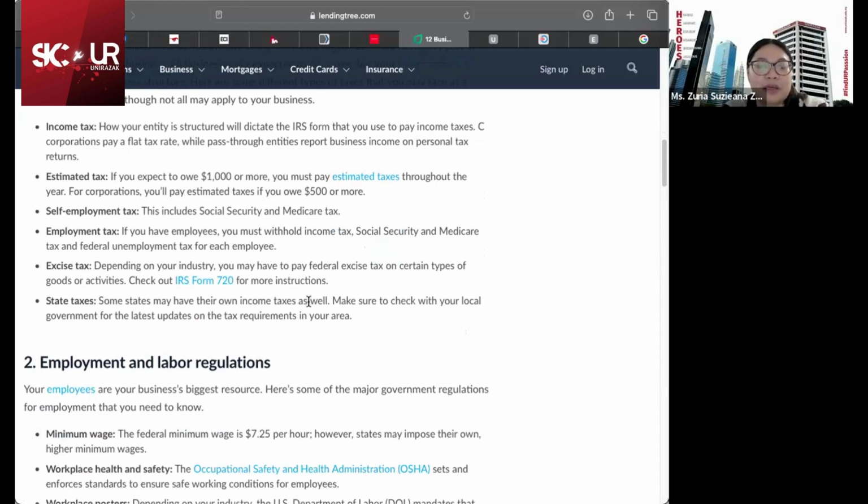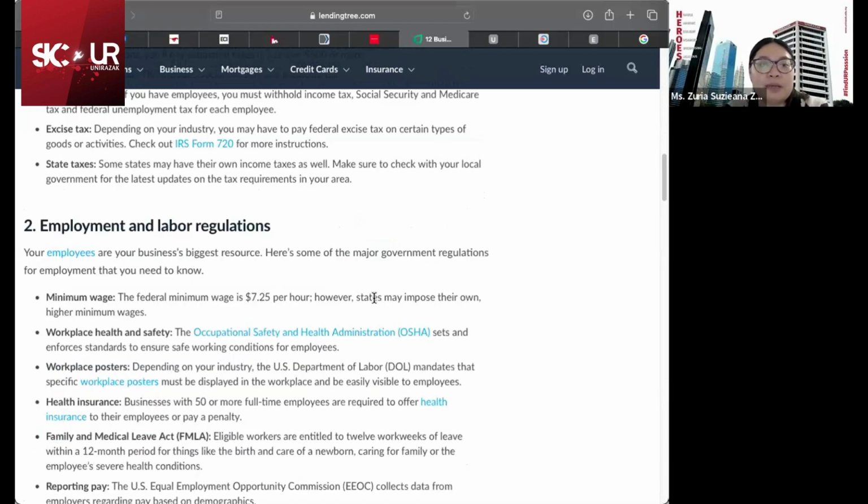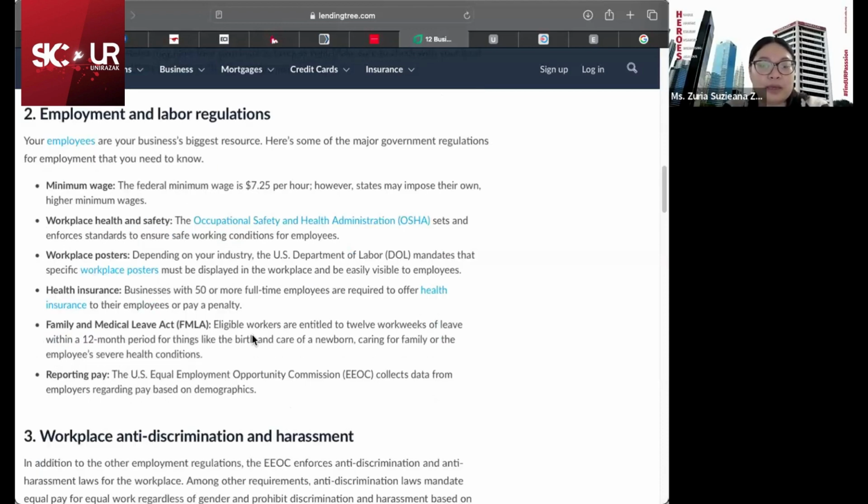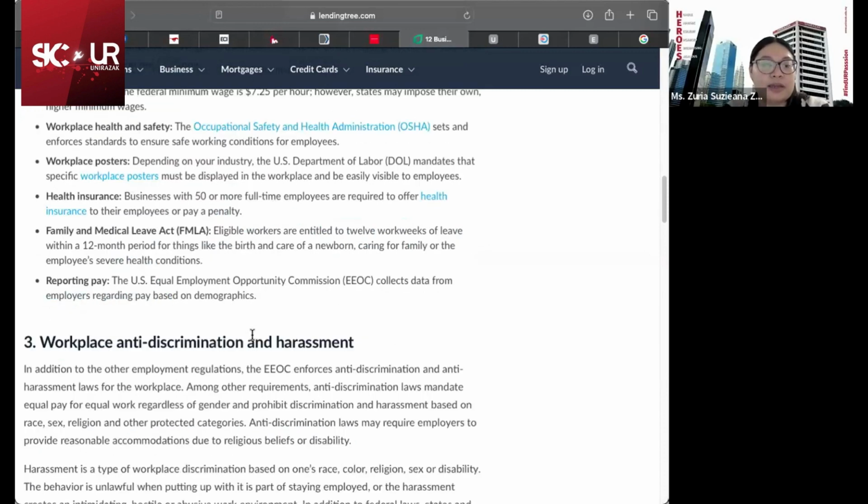Some might have tax from the local authority as well that we have to pay. And then employment and labor regulation, we have to adhere to the minimum wage. This one is not a Malaysian website, this is different. And then workplace health, OSHA. And then workplace posters. For example, the US Department of Labor mandates that specific workplace posters must be displayed in the workplace and be easily visible to employees. We also have that. And then health insurance, businesses with 50 or more employees are required to offer health insurance, and then reporting fee.